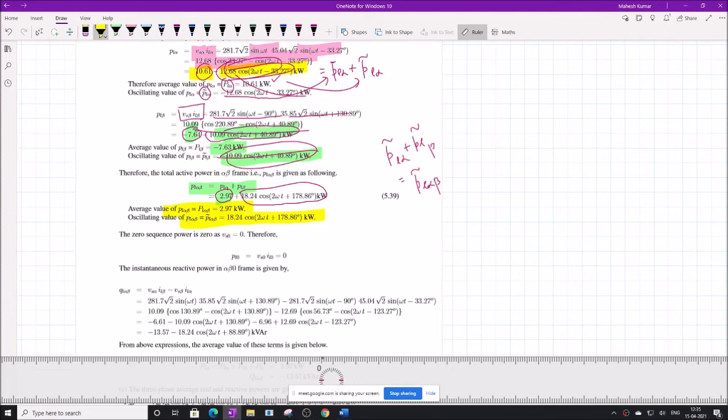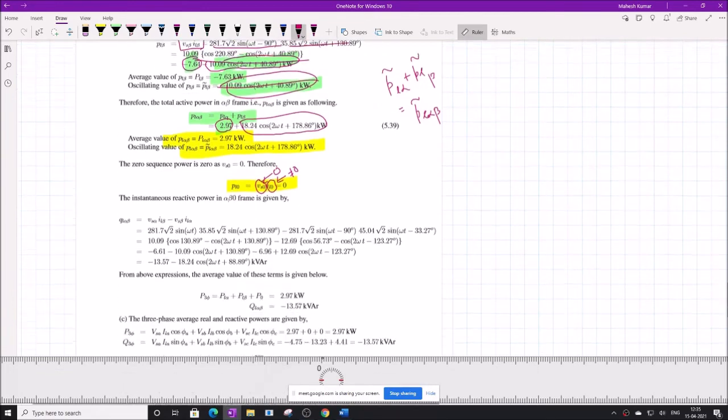This is the time varying component. And zero sequence power is 0 because VS0 is 0, although IL0 is not 0. Because of this VS0 being 0, not because of IL0, the power is 0, since the zero sequence voltage is 0. So now we know PL alpha, PL beta, and the zero sequence power PL0, which is 0. Now let us find QL alpha beta.